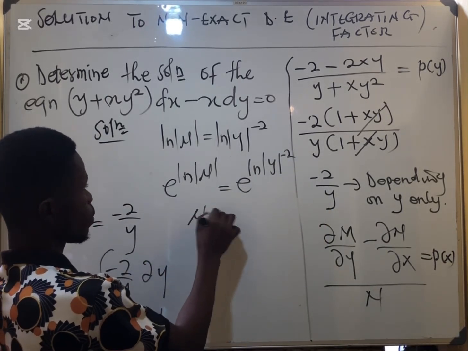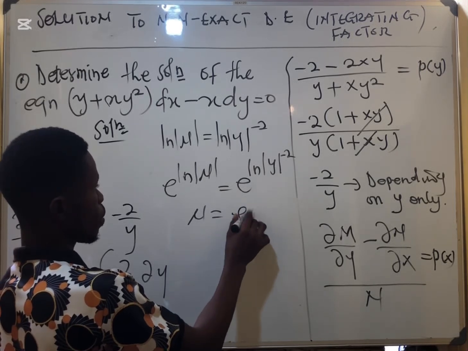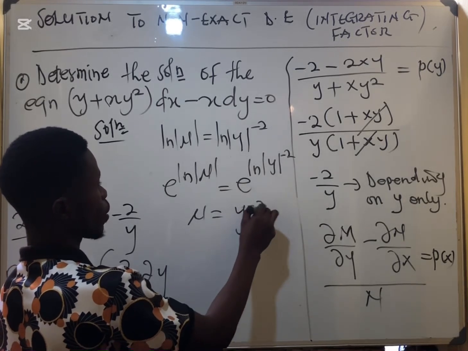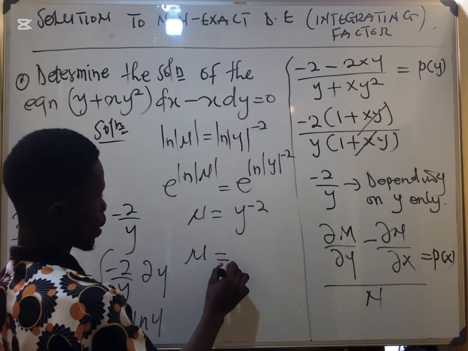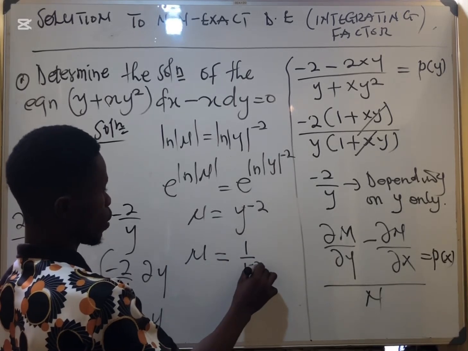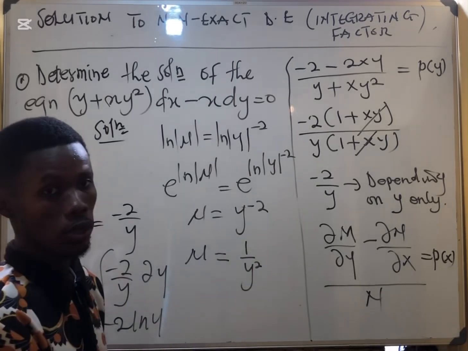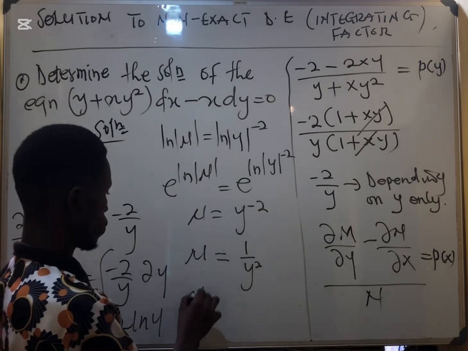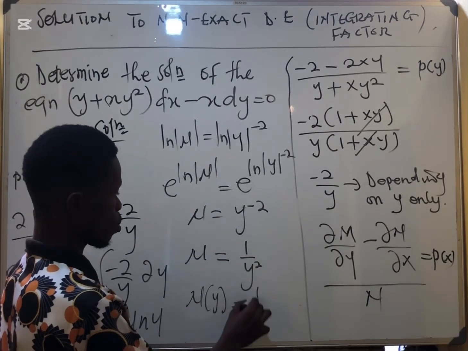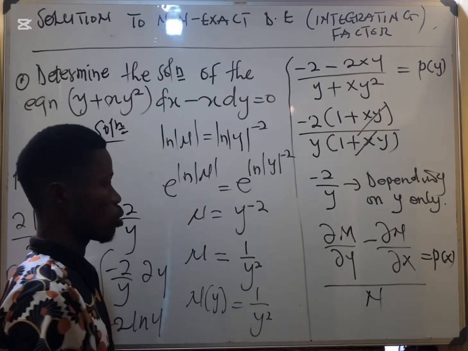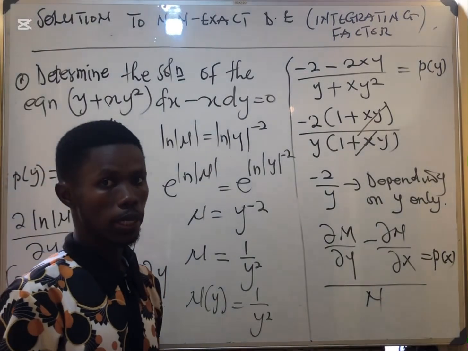So I have my mu equals y to the power -2, which is the same as 1 over y squared. So this one becomes my integrating factor. So in terms of y, it equals 1 over y squared. So that becomes my integrating factor. Is that okay?